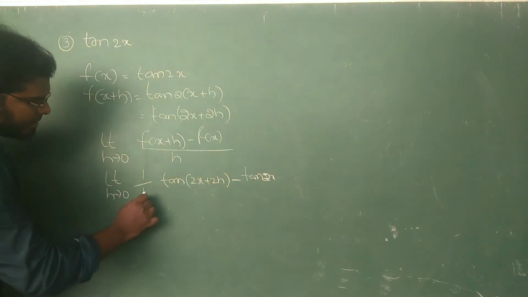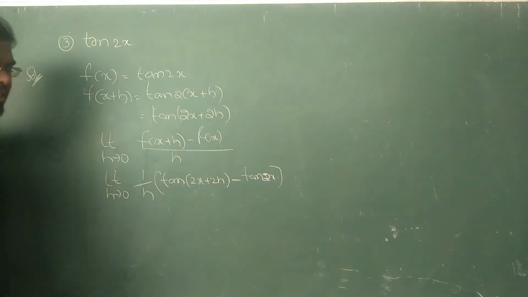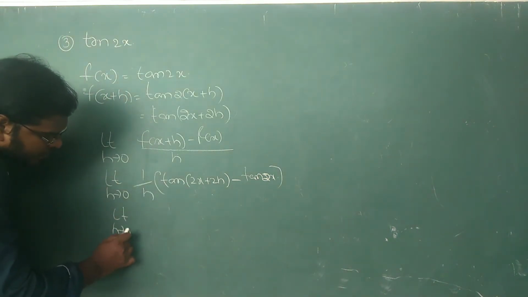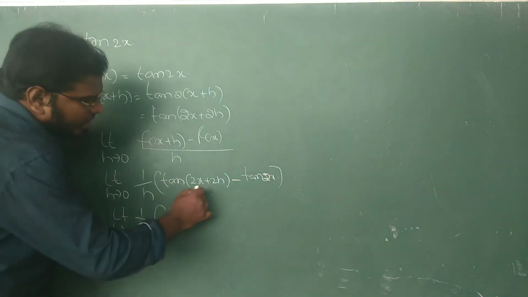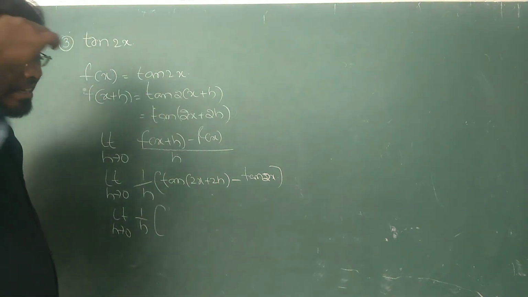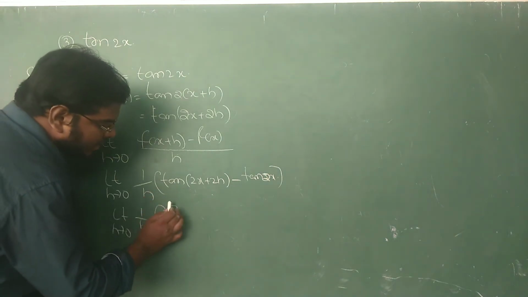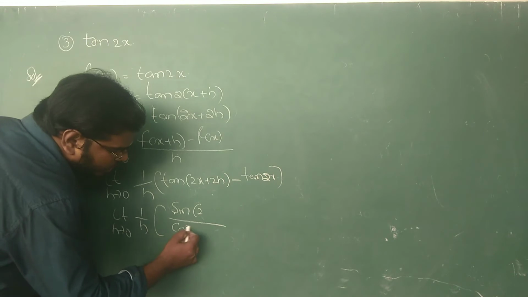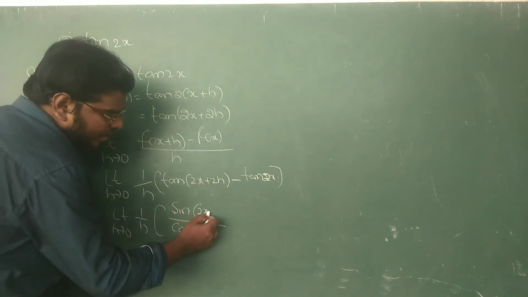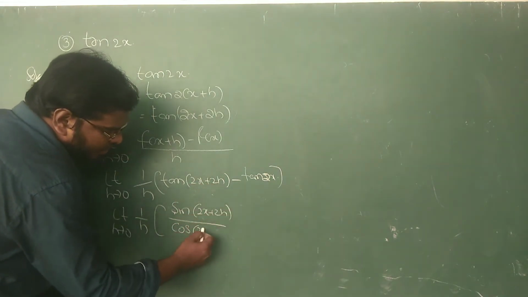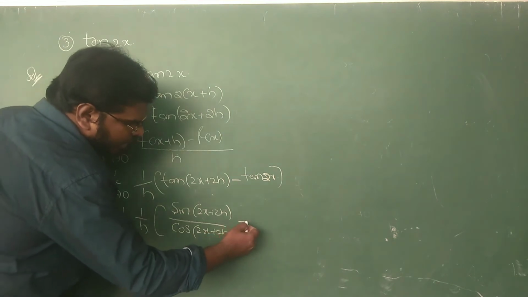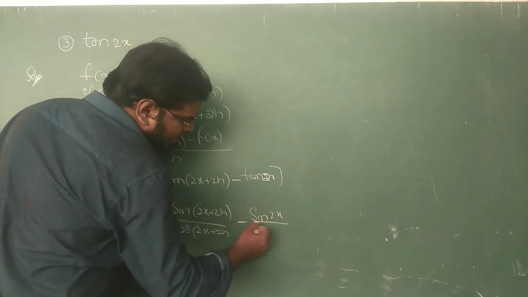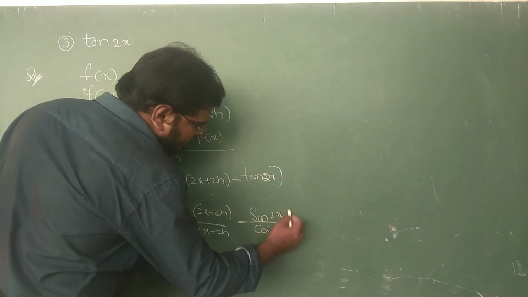Write the 1 by h like this. And the next step, limit h tends to 0, 1 by h. We don't have any formula for this one. Then directly write tan x as sin by cos. Write the theta as this, 2x plus 2h. Here also 2x plus 2h, and minus sin 2x by cos 2x.